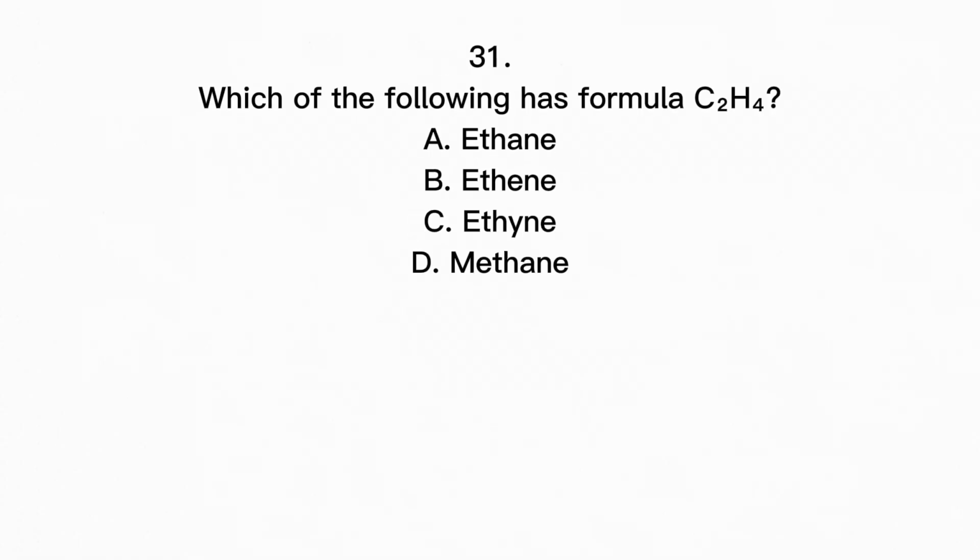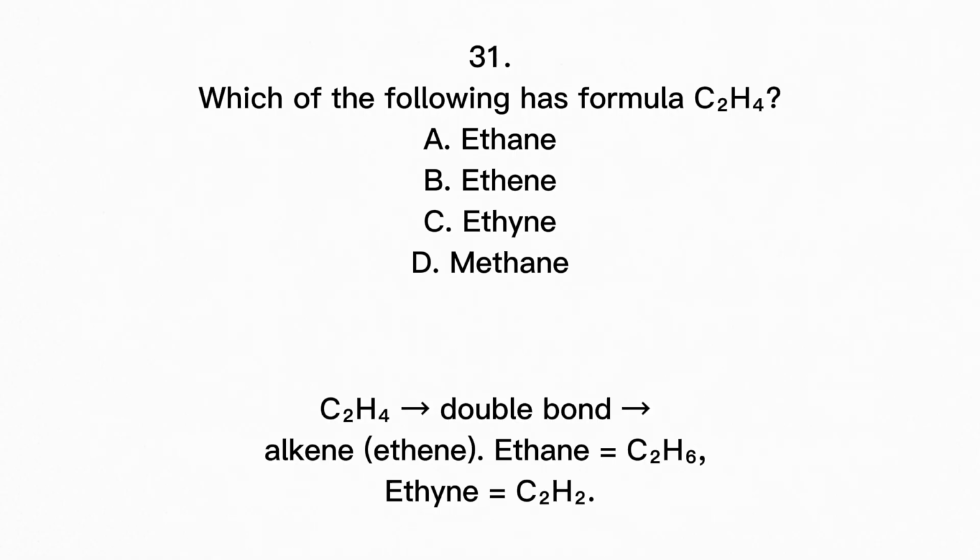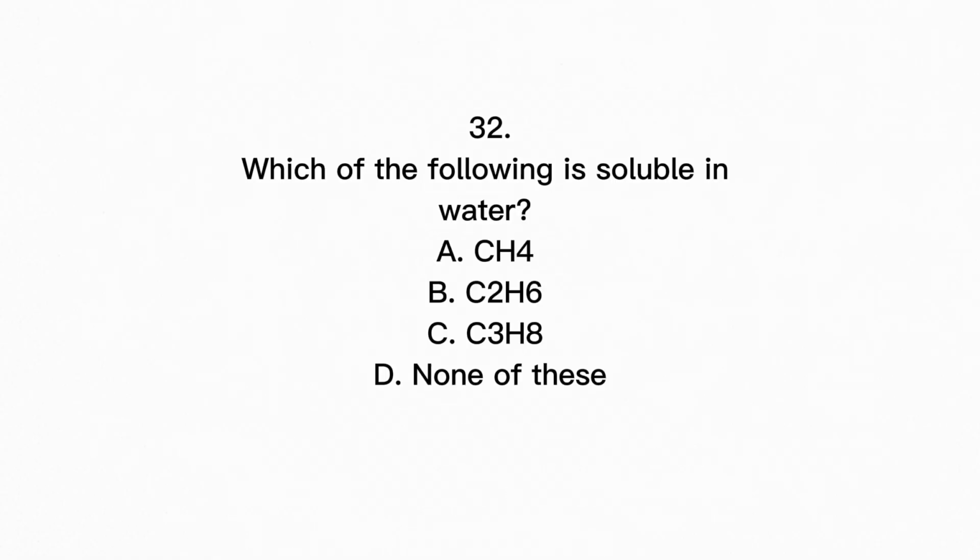Question 31. Which of the following has formula C2H4? A. Ethane, B. Ethene, C. Ethyne, D. Methane. What will be the answer of this question? The correct answer for this question is B, because ethene is from alkenes, and alkenes are unsaturated hydrocarbons with a C=C double bond. Formula CnH2n. C2H4 contains a double bond.